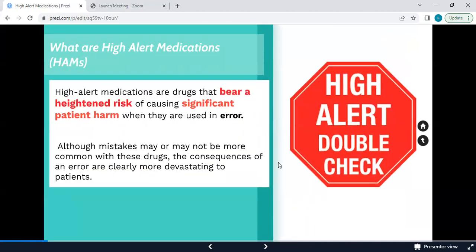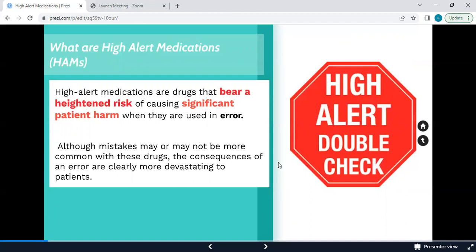Okay, so high alert medications, what are they? High alert medications are medications which hold a heightened risk, okay? Heightened risk of what? Of causing significant patient harm when they are used in error. It doesn't mean that if I always use a high alert medication, it will cause harm. No, we said when it is used in error, whatever the stage of the error.